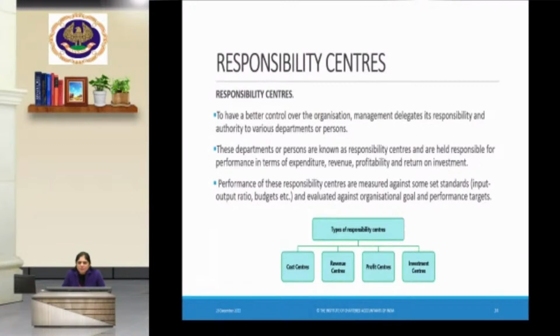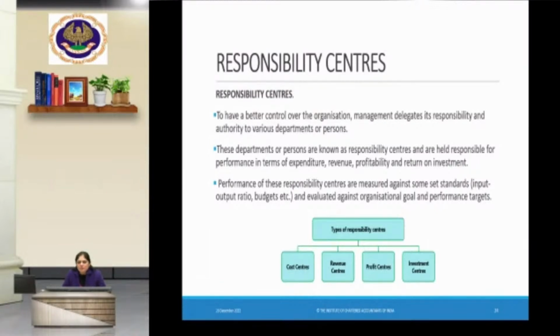So these departments or persons are known as responsibility centers, and are held responsible for performance in terms of expenditure, revenue, profitability, and return on investment. So for that particular center, they are responsible for everything that is happening in that center. That's why it's called a responsibility center.